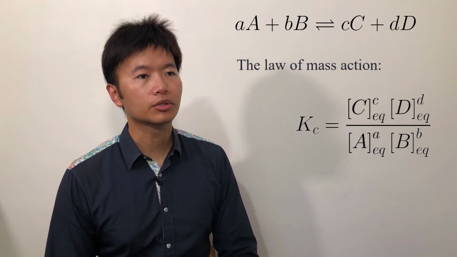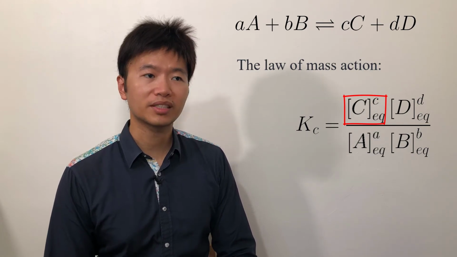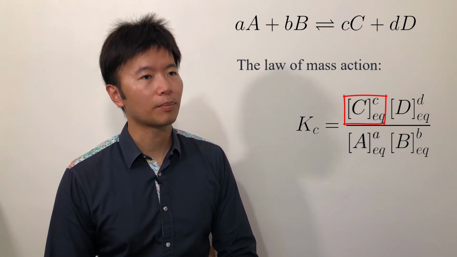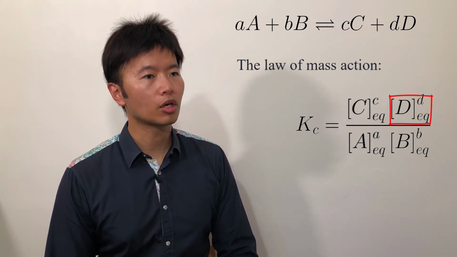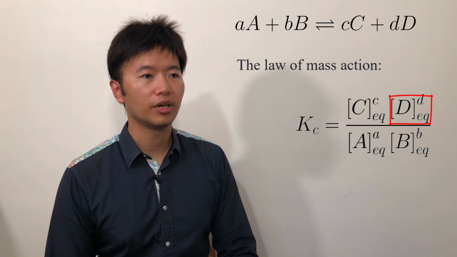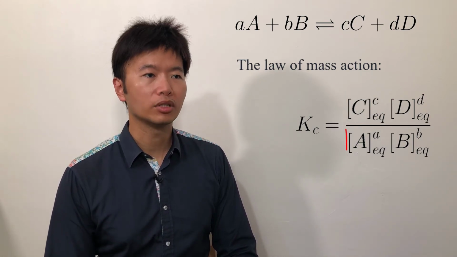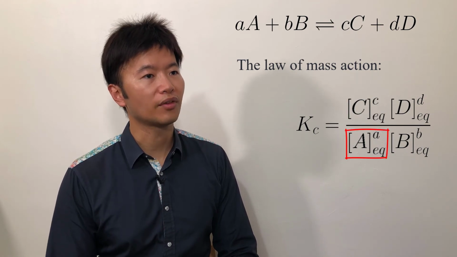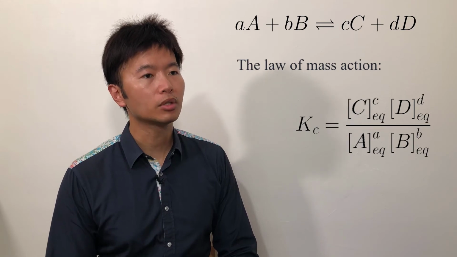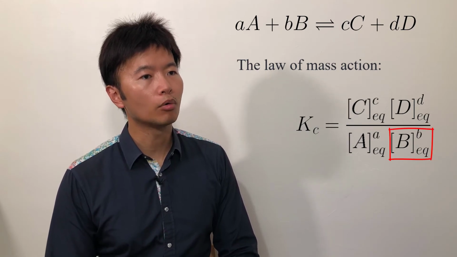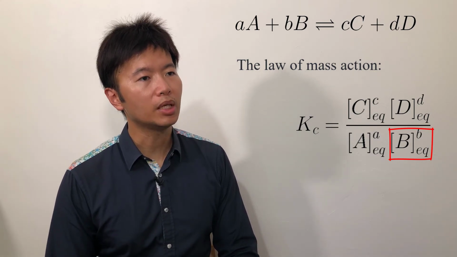As illustrated here, the equilibrium molar concentration of C raised to the power of c multiplies the equilibrium molar concentration of D raised to the power of d, divided by the equilibrium molar concentration of A raised to the power of a multiplied by the equilibrium molar concentration of B raised to the power of b.